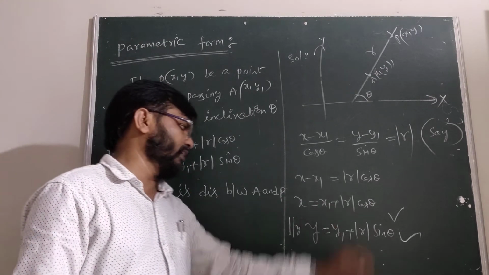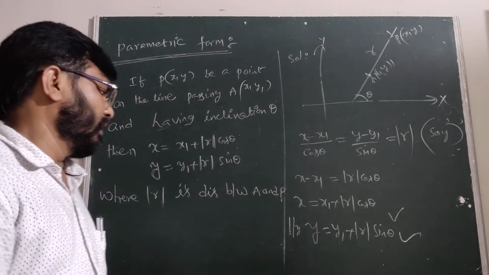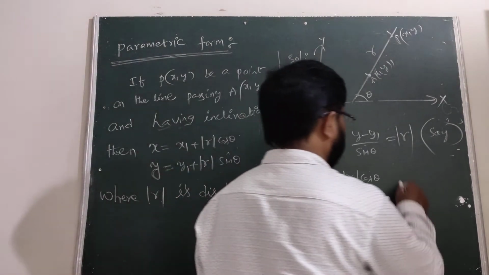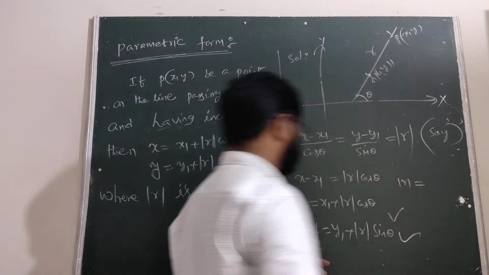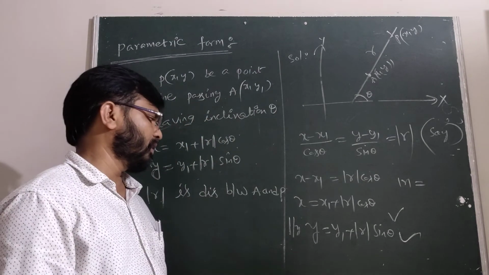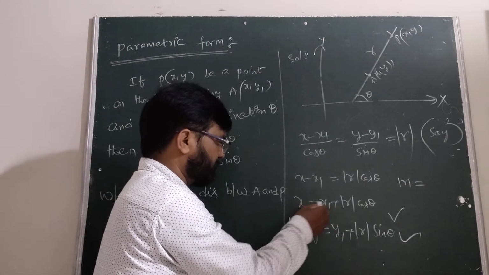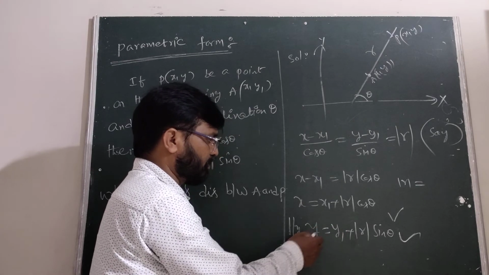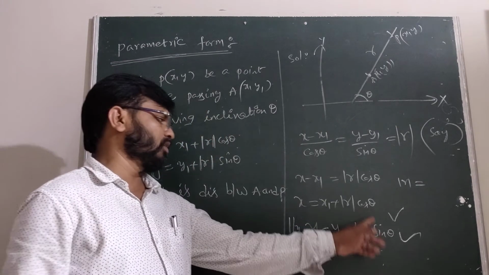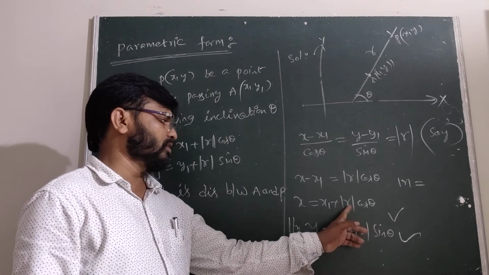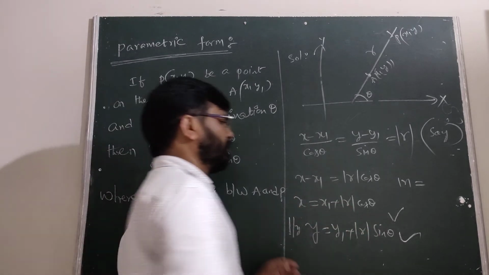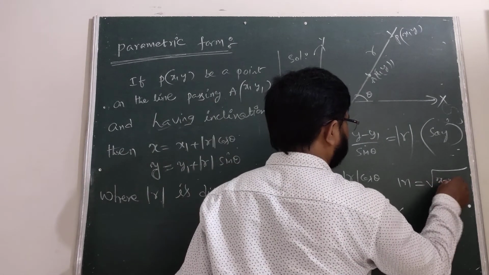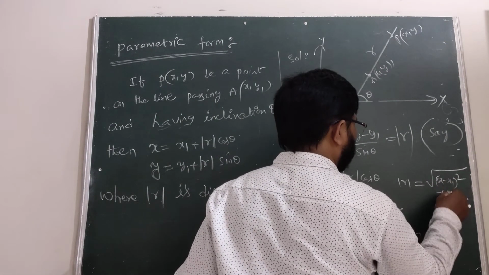Small x equals x1 plus mod r cos theta and small y equals y1 plus mod r sin theta, where mod r is found as follows. Sending x1 and y1 to the other side, squaring on both sides, cos square plus sin square is 1, and r square is common. Sending the square to the other side, mod r is the root of (x minus x1) whole square plus (y minus y1) whole square.